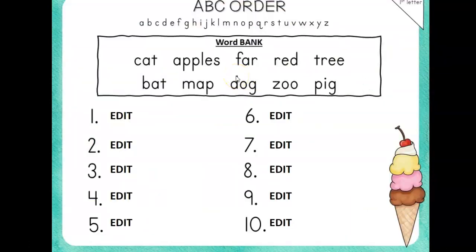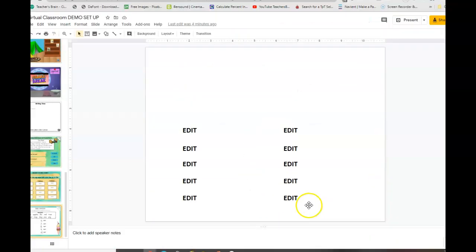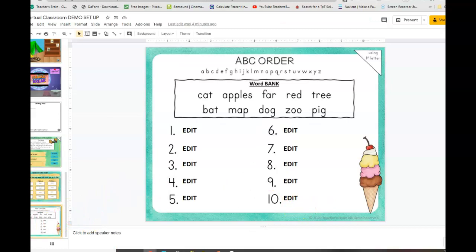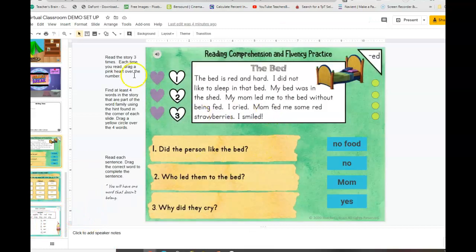Okay, and then this is another one, another center that they could do. This one also, they would have to exit in order to move those parts around. And this is the third one, reading comprehension. If they can't read well, this one will read it for you. First, you're gonna read the story 3 times. And they'll read the story 3 times. Every time they read, they have to drag the heart over. They have to drag these over to find the word family words and then answer the questions and drag these over to finish the sentence.